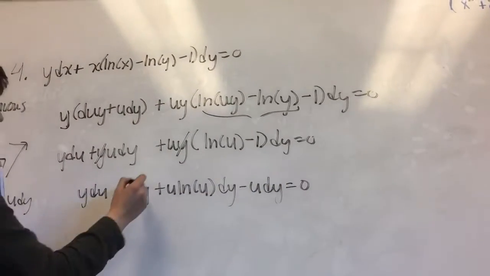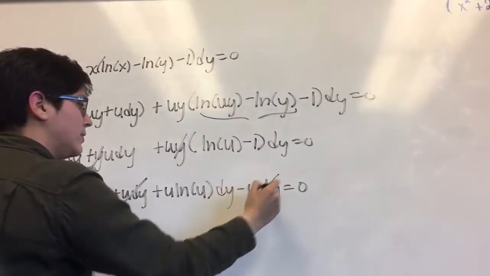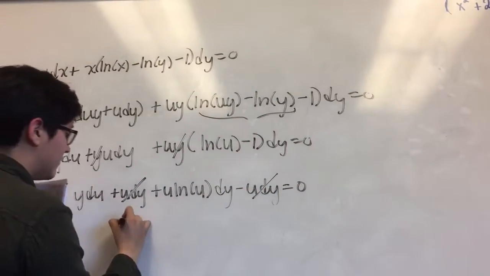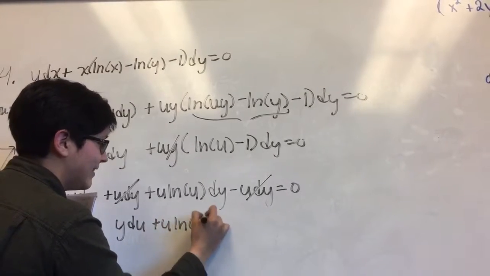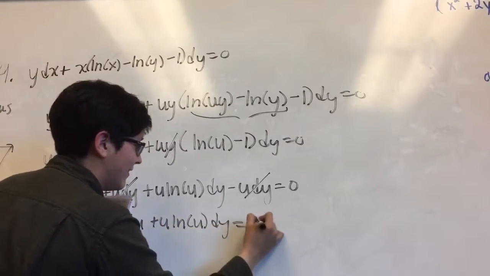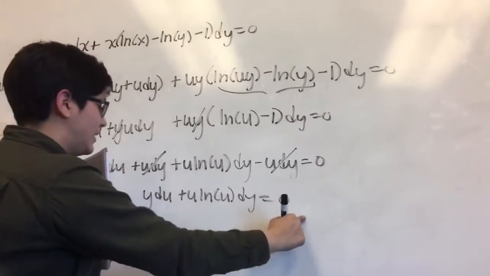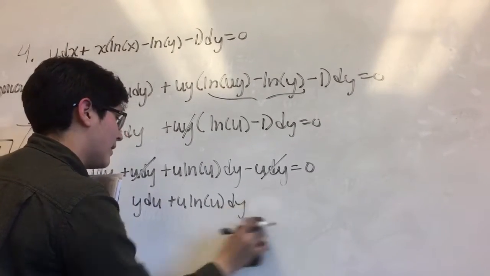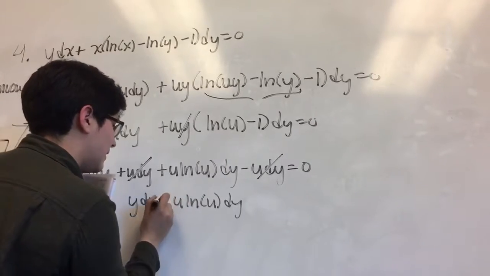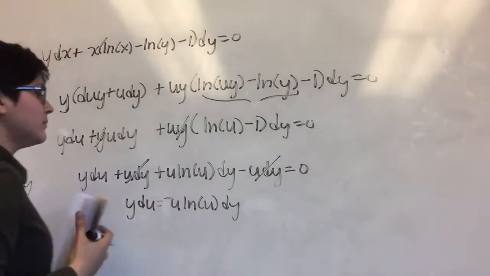And so now we have something really neat here. We can cross out our u dy's. And so we have y du plus u ln u dy equals 0. And we want to put them on either side. So I'm just going to make it equals negative.